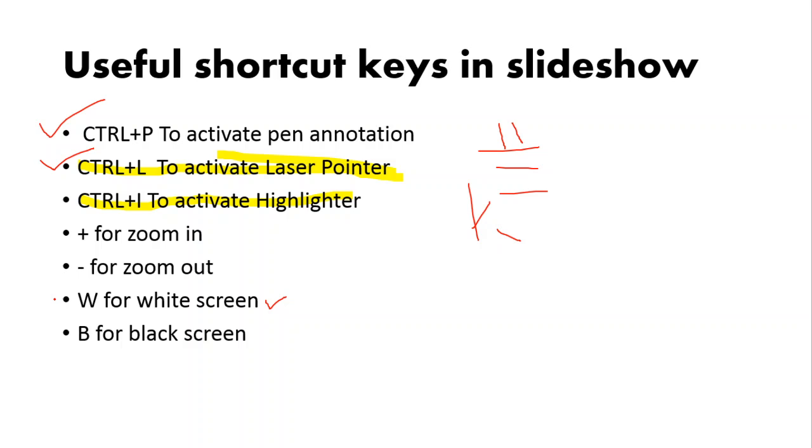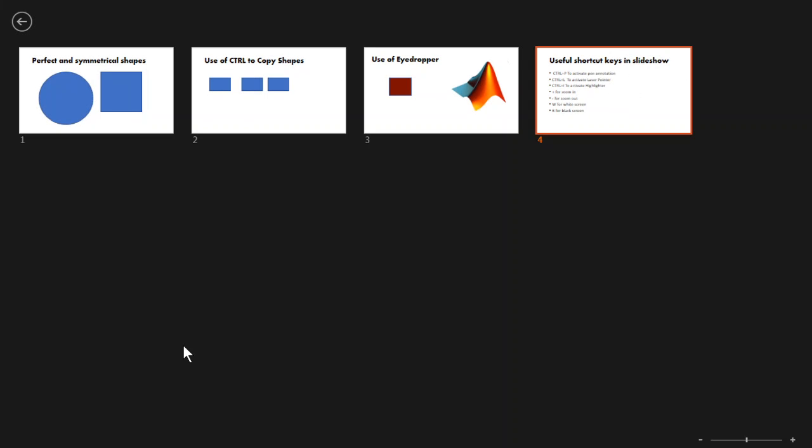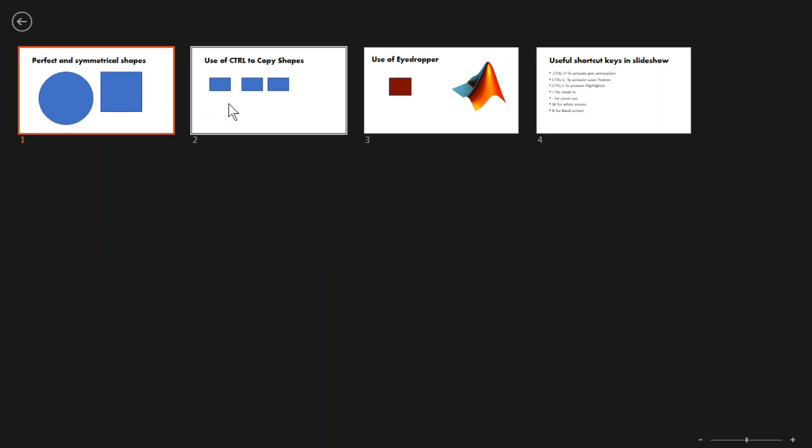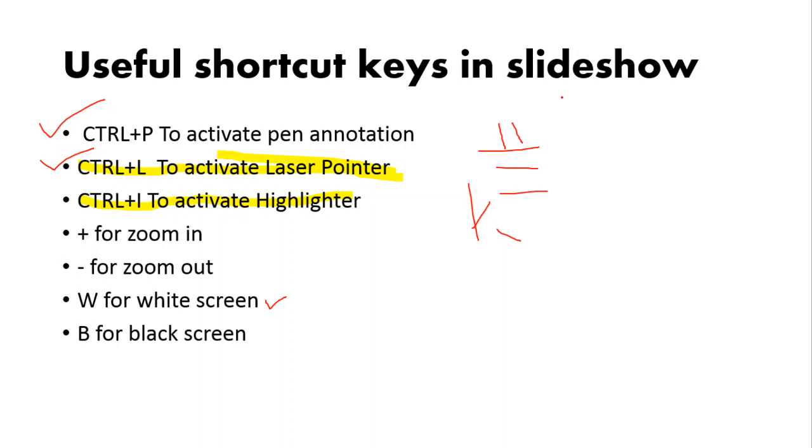The other shortcut is G. When I press G, I have this slide sorter view. As you can see, I have all the slides appear. So I can simply click on my slide and go to that slide. Again, when I press G, I go to the slide sorter mode. Then I can come to my desired slide and explain it.